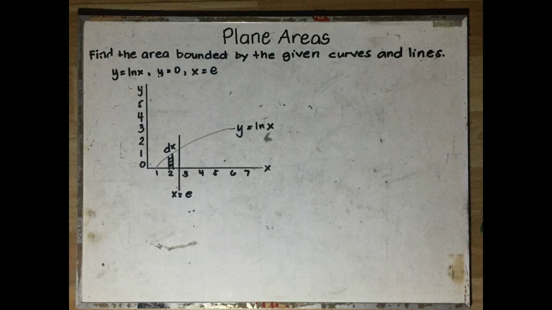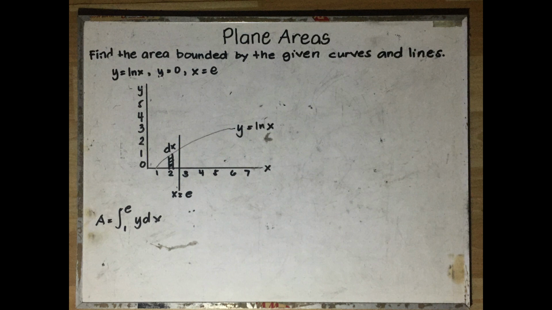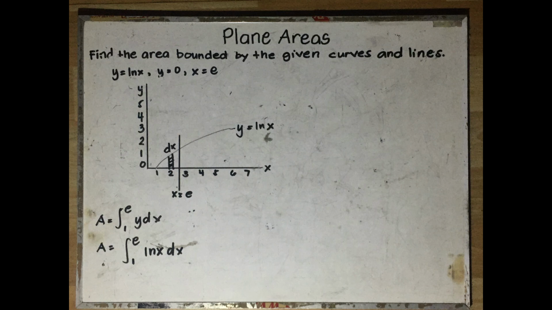Next problem, we need to find the area bounded by the given curves and the lines: y equals ln x, y equals 0, and x equals e. And we have our illustration here. We just need to follow what we did from our previous problem so that we have area equals the integration of y dx with the boundary 1 to e. Substituting the function of the curve to the y variable, we now have area equals integral of ln x dx with the boundary 1 to e.